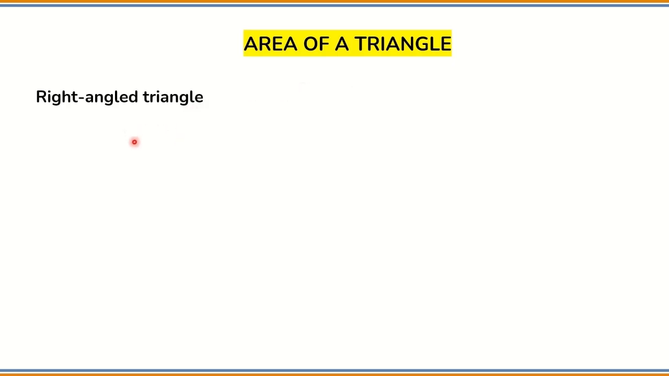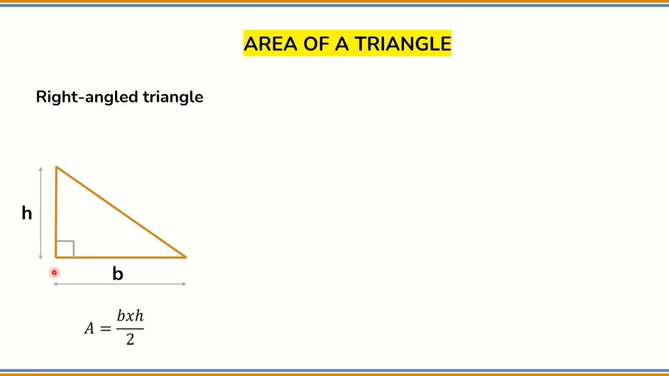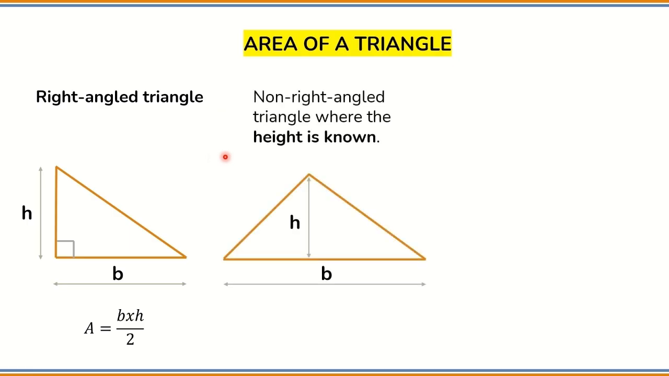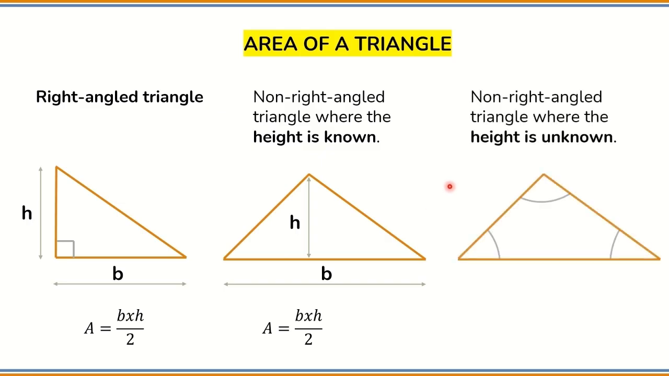If it is a right angle triangle, meaning that there is an angle of 90 degrees, we can apply the formula base times height divided by 2. If we have a non-right angle triangle, but we know the height, the perpendicular distance from a vertex to the opposite side, we can still apply the same formula, base times height divided by 2. But if we have a non-right angle triangle and we don't know the height, we need to use other methods.